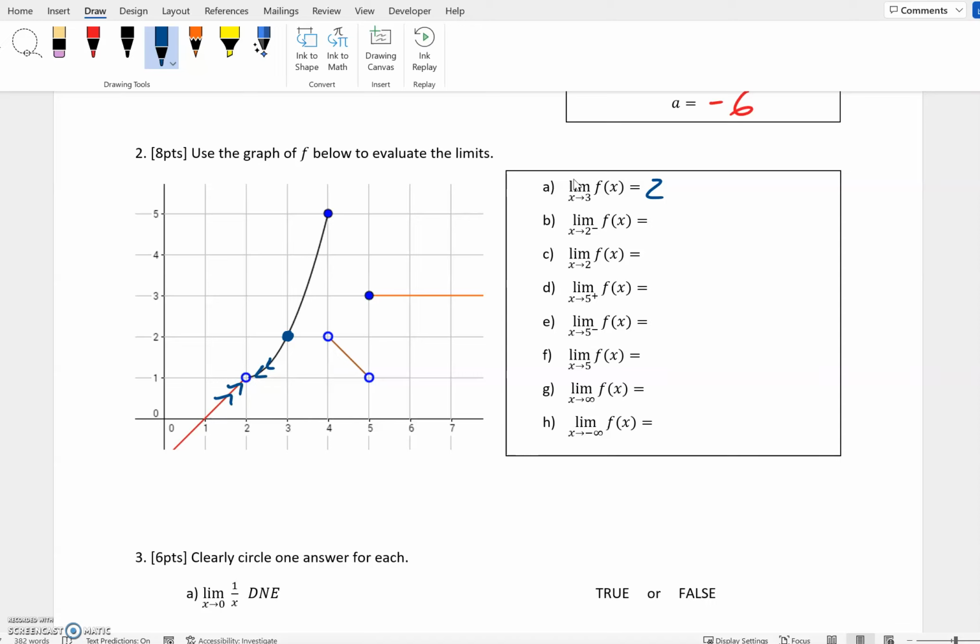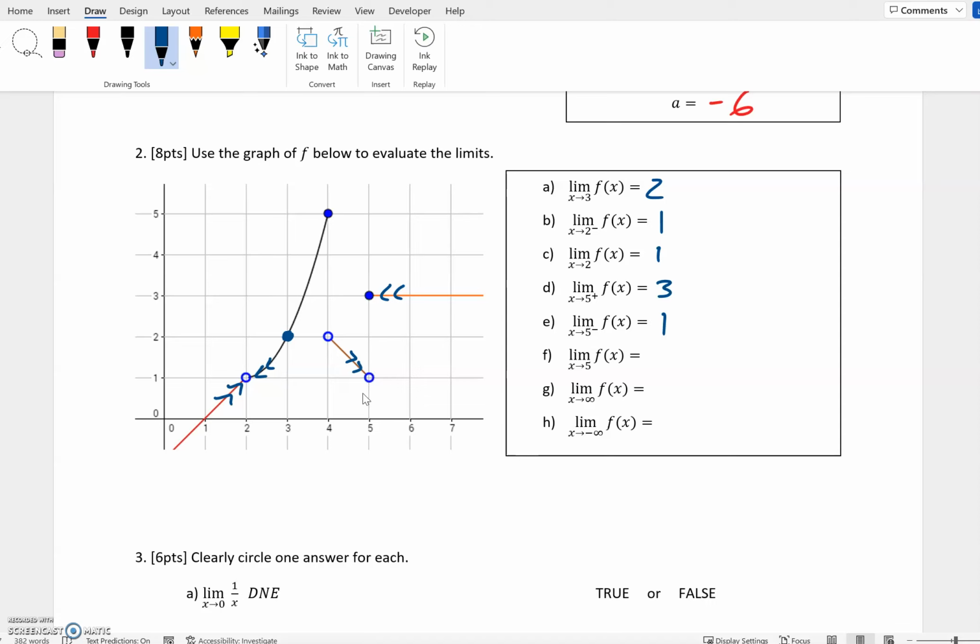So from the left, I'm going to 1. And since they go to the same place from the left and the right, then the overall limit, which is part C, is also 1. However, as we approach 5, so the next questions are about 5. As we approach 5 from the left versus from the right, those are going to go to different places. So 5 from the right, that's going to be +3. But from the left, we're trying to go to 1.